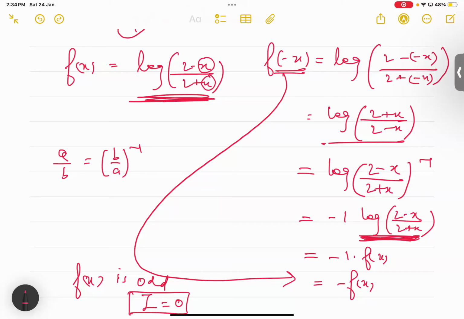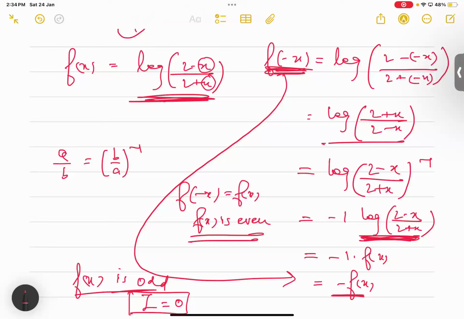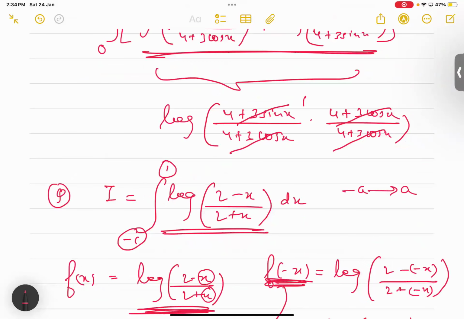So how do you know if it's odd or even? f of minus x is minus f of x, that's the format: it is odd. And f of minus x is equal to f of x: f of x is even. And when it is even, no need to apply that formula which I have given. You can solve normally, whatever procedure is there, you can apply different ways of solving the problem. But you do this only when it's minus a to a: minus 1 to 1, minus 2 to 2. That way. Okay. Clear, everyone?